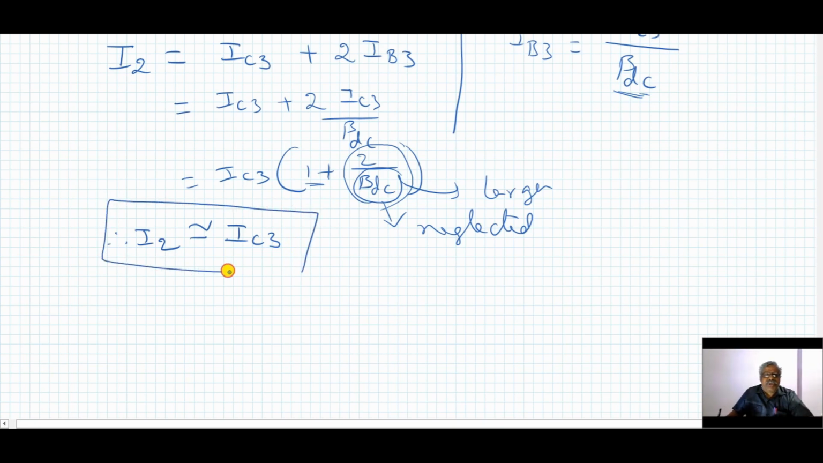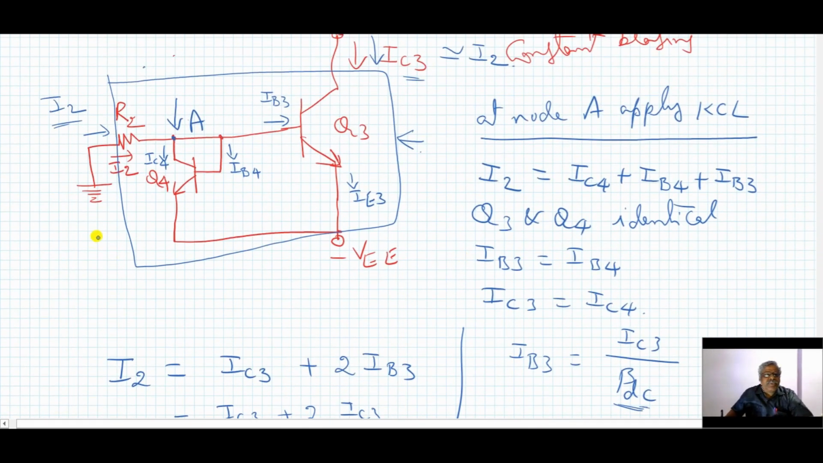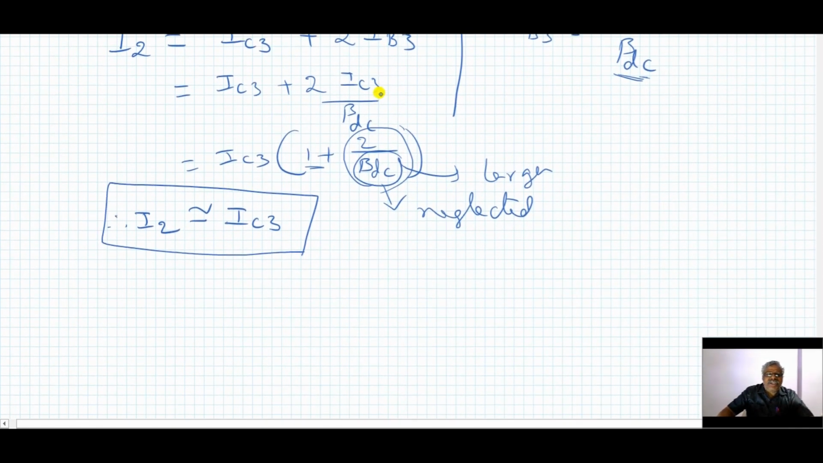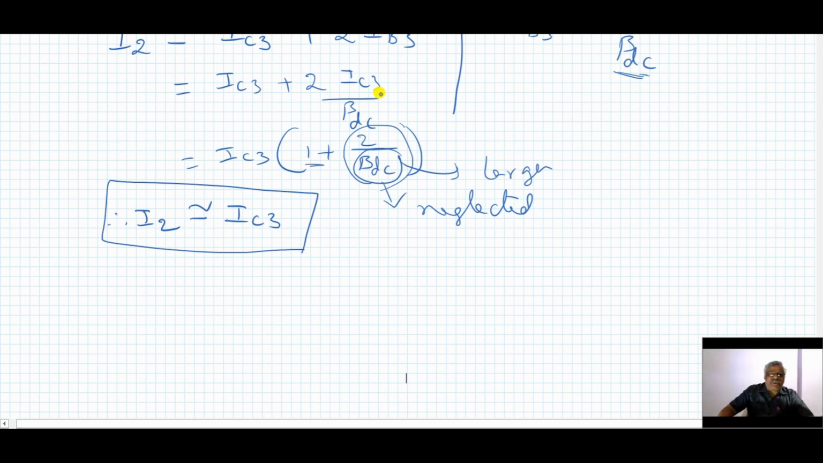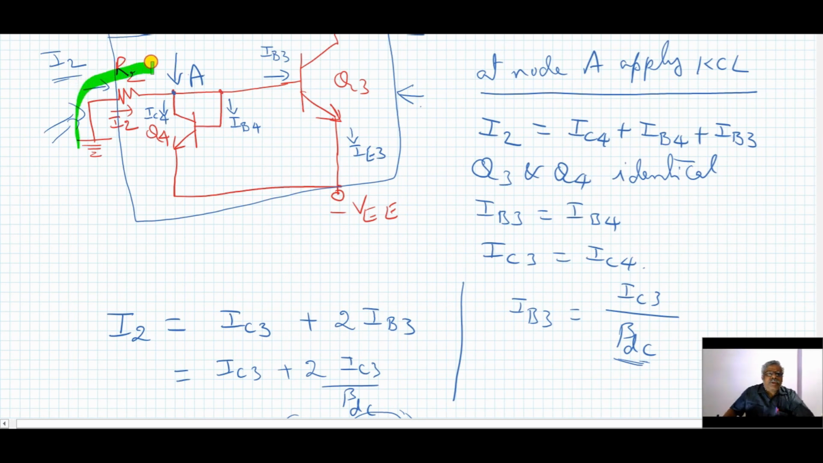What is I2 here? As we have seen in the above circuit, I2 is the input current. Here IC3 is the output current. So I2 is the source current, IC3 is the sink current. Both are equal. So this circuit is a current mirror circuit. So from this we can easily say the circuit is a current mirror circuit. Now we need an expression for this I2 because we have to design the circuit. So for that, let us write a loop equation for this loop. Let us take this loop.